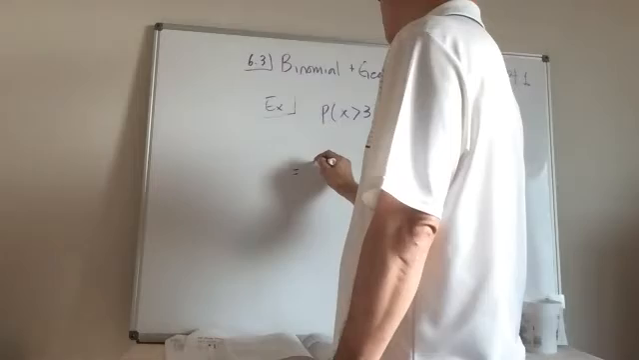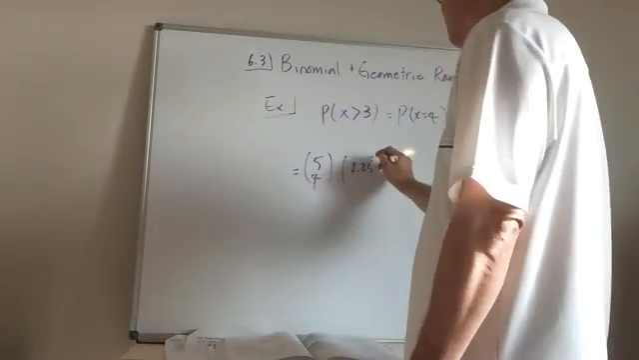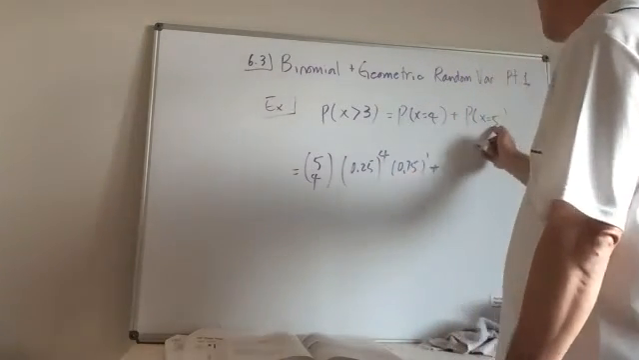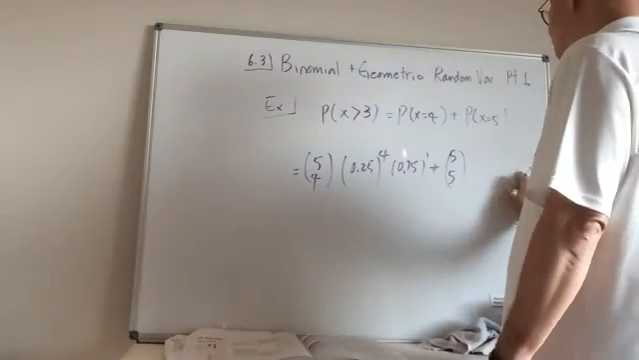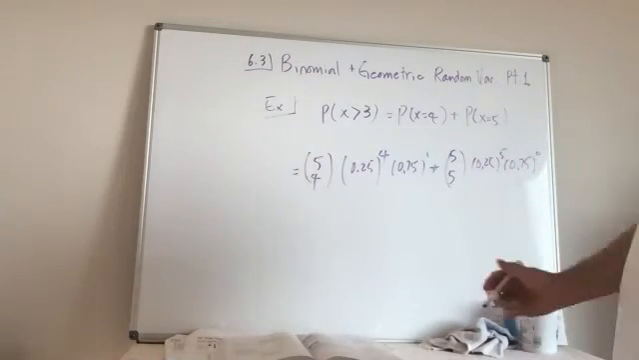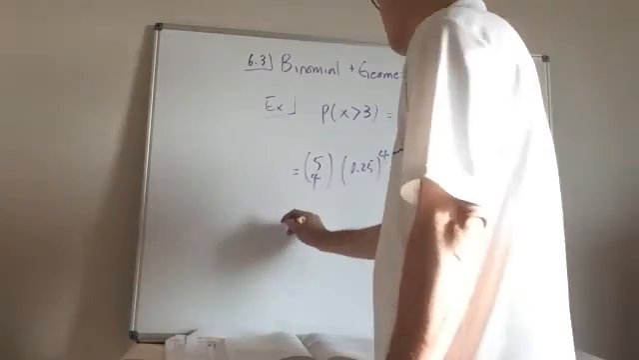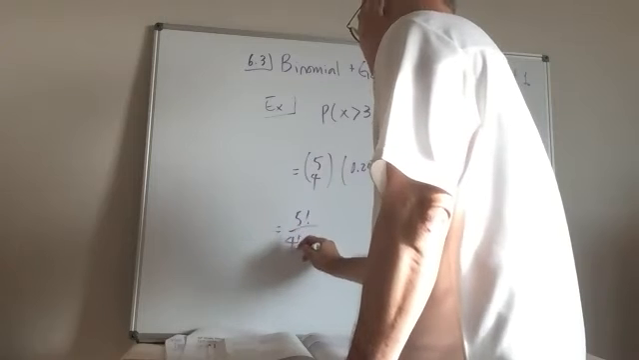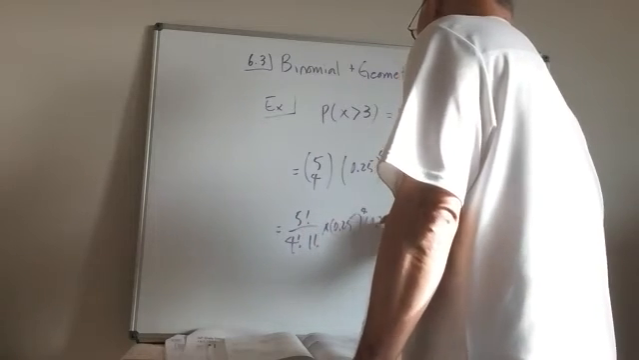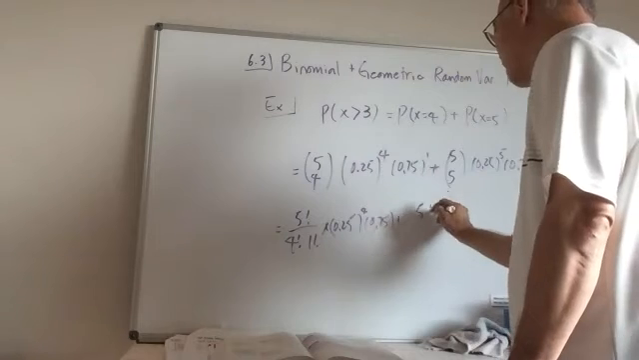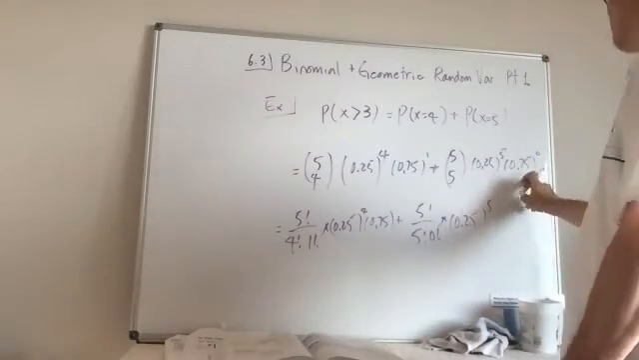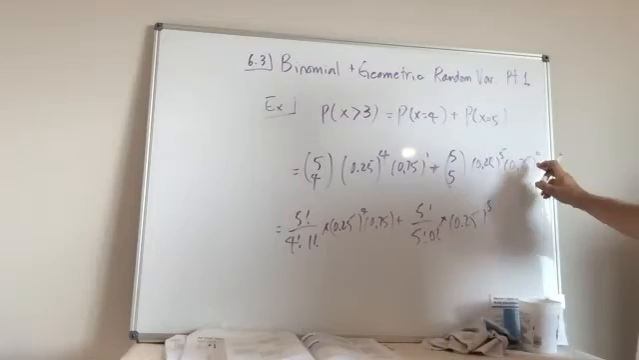So let's look at the 4. The 4 would be this. Again, 0.25, 4 successes, 1 failure. Then we're going to add to that this guy, 5, 5, 0.25 to the 5th, 0.75 to the 0, because I have no failures. They are all O. Okay. This is going to be 5 factorial over 4 factorial, 1 factorial, times 0.25 to the 4th, 0.75, plus 5 factorial over 5 factorial, 0 factorial, 0.25 to the 5th. This guy is 1, because it's to the 0 power, right? This is always going to be 1.